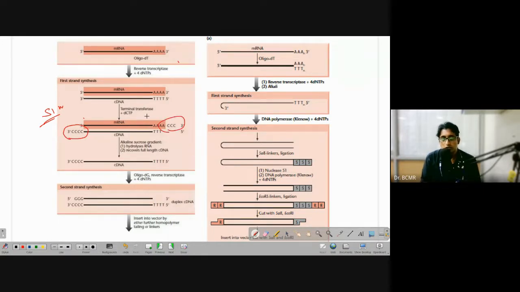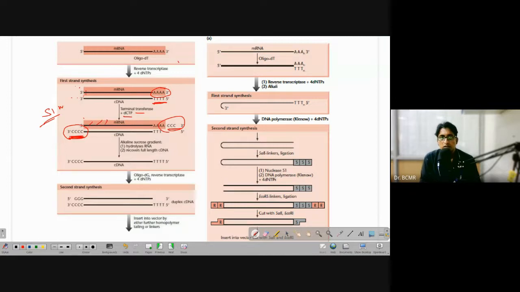If you want to synthesize double-stranded cDNA, we should know the sequence information because we are going to use polymerase. For the first cDNA strand, we are using oligo-dT. Because we know the information here, we know that it is a poly A tail. But we don't know what is on this side because it is different for different mRNAs. So by using terminal transferase and dCTP, we are able to tag both sides.